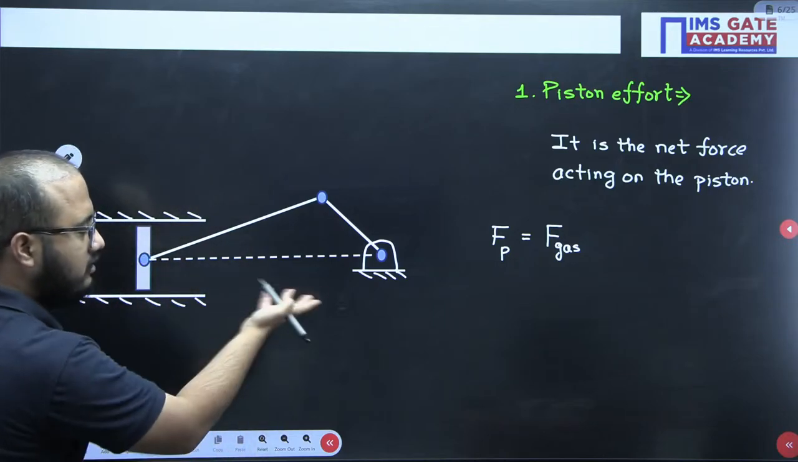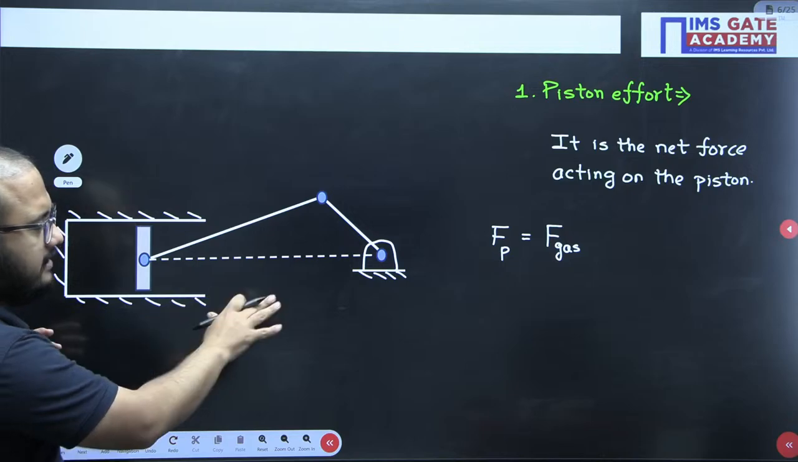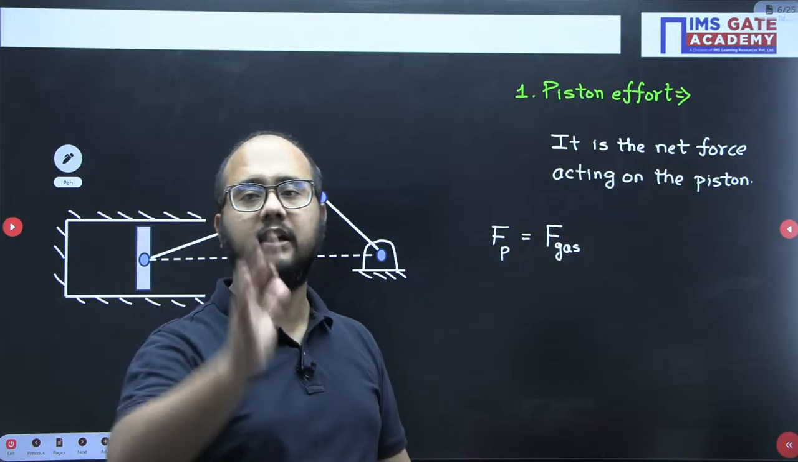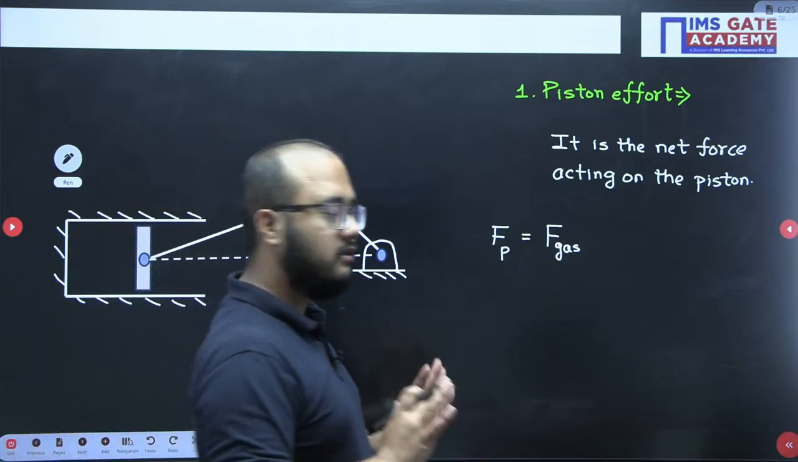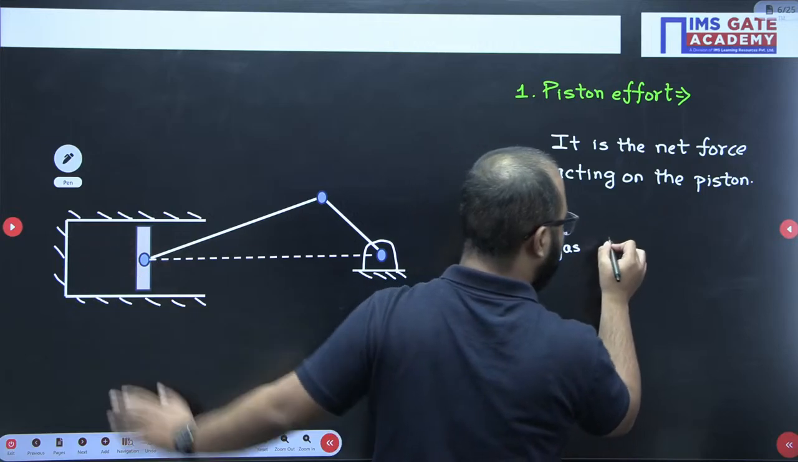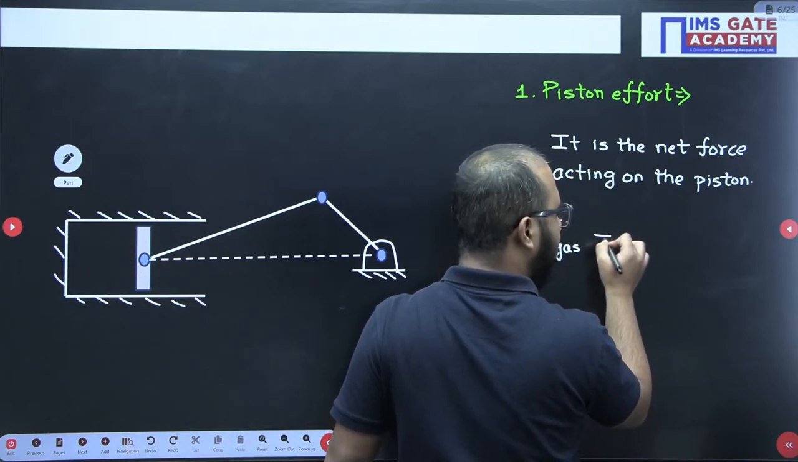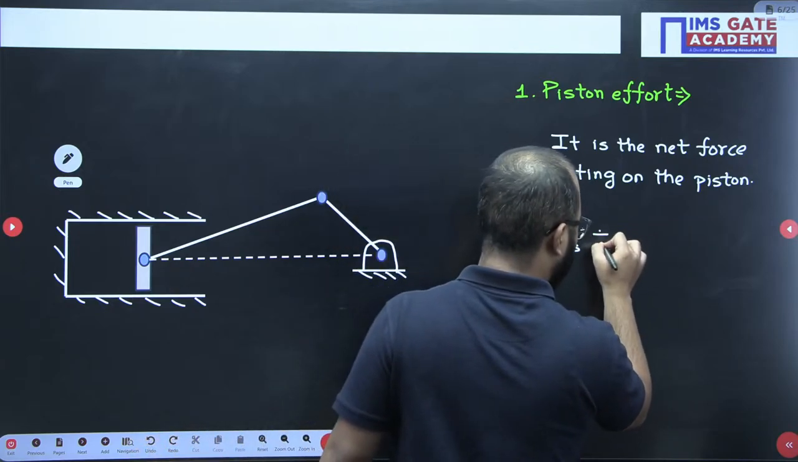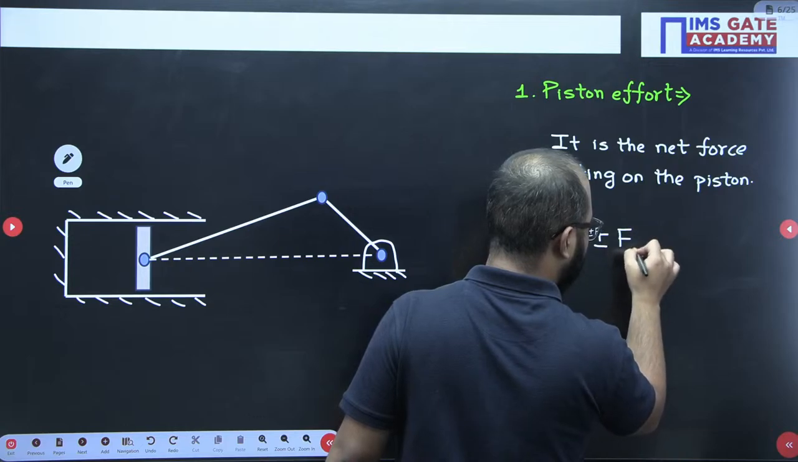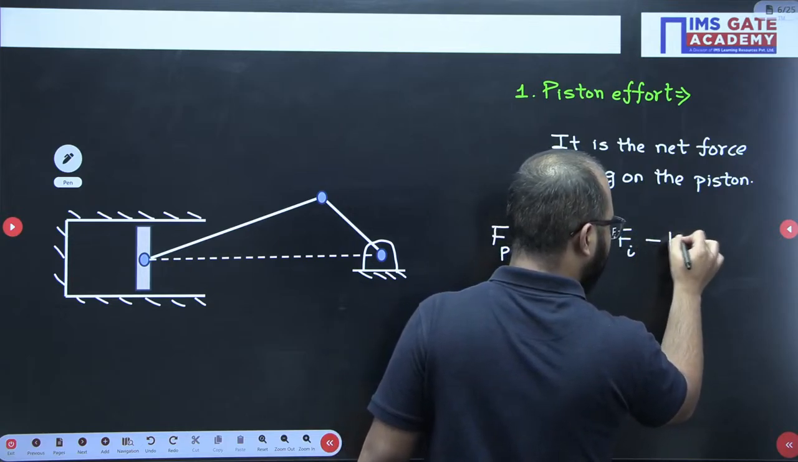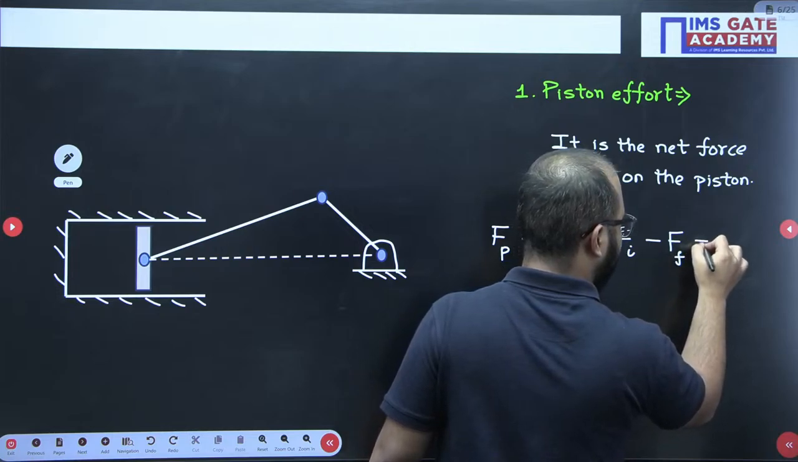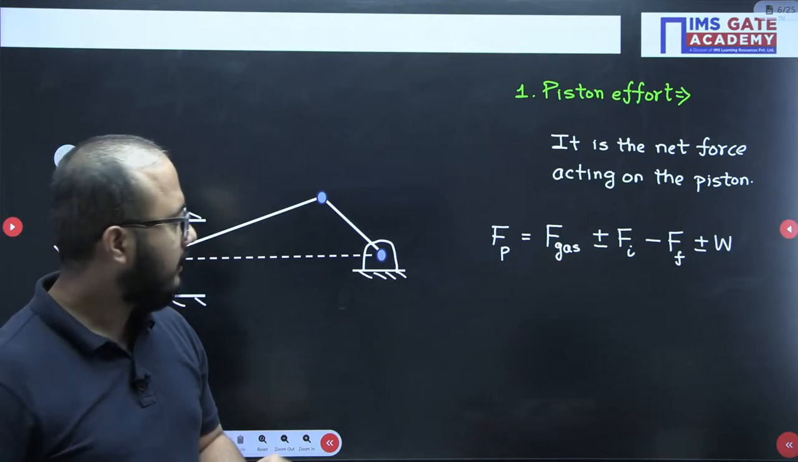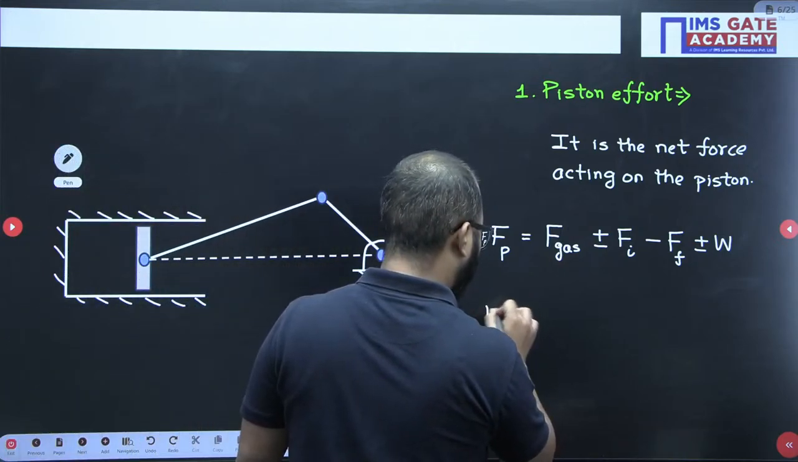Now, if it is a horizontal IC engine, weight will not be considered. But if it is vertical, weight is definitely going to be considered. That part is also there, but in this case, weight will not be considered. Then we will have the inertia force with plus or minus sign. I will tell you in which case it will be plus and in which case it will be negative. Minus the friction force will be there. And then again plus or minus weight. So in general, this relation is going to be there. First of all, the force because of the gases.